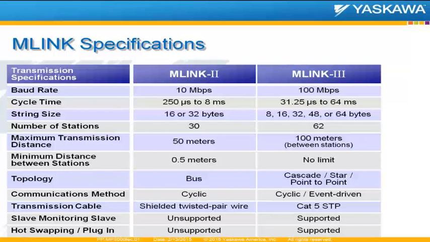They've also eliminated the minimum distance between stations, and we now offer a 0.1 meter cable. For topology, Mechatrol 2 used to be pretty much straight line, and now you have some options there. There's more on that later. For communications, it includes both cyclic and event-driven communications in the Mechatrol 3 standard, although for the controllers, we still only implement cyclical communication.